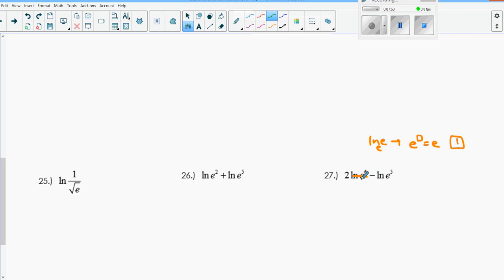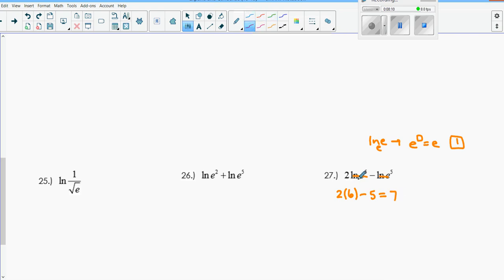Okay, let me give you a little bit better explanation. This is saying 2 times 6 minus, and the natural log again is 1. It's not 1 to the 5th power, though. So this would be 5. So this would be 12 minus 5 is 7. So let me give you a little bit better explanation than that.